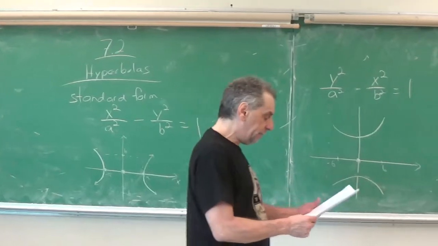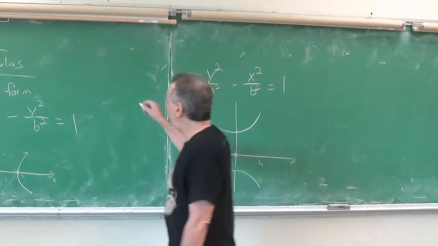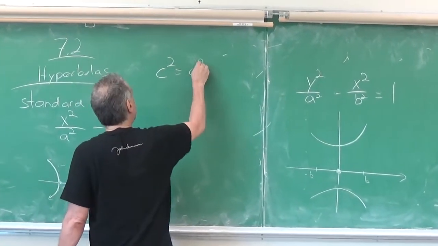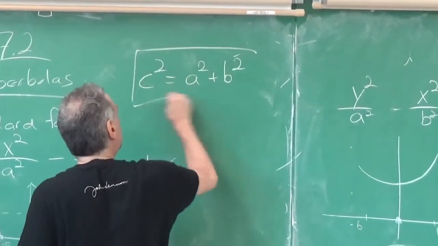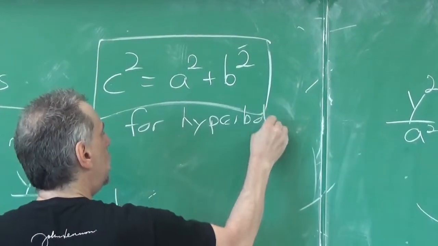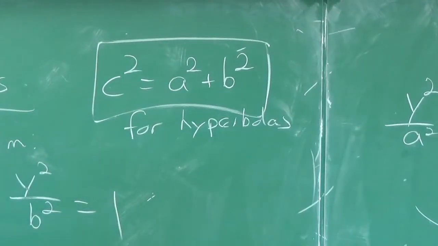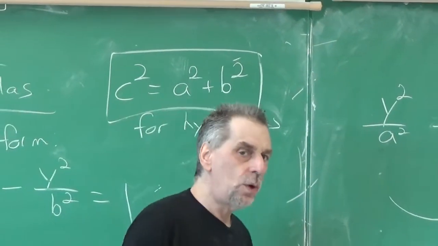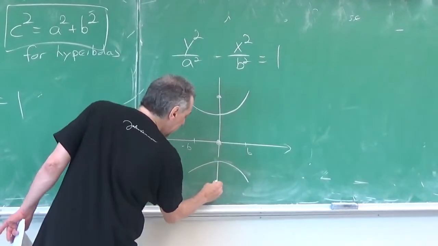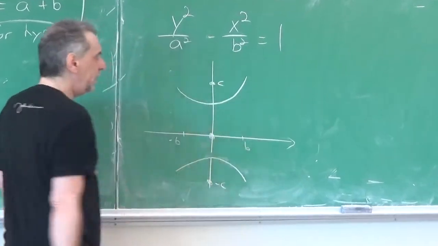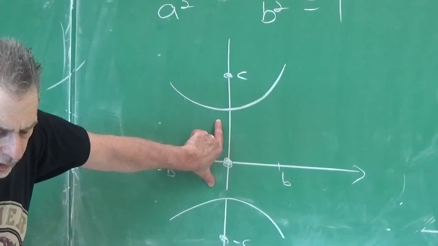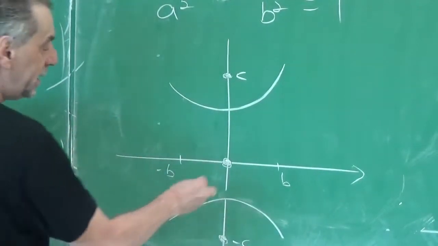And the relationship between a, b, and c here is slightly different. In this case, it is a squared plus b squared for hyperbolas. And again, c gives you the foci, and this time the foci, remember the foci were within the ellipse. The foci points are going to be outside of the hyperbola. We call this distance here the transverse axis. So this is the center.